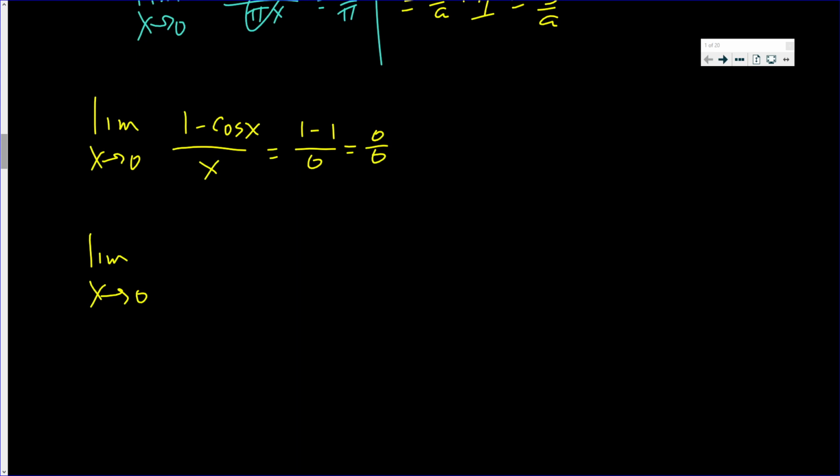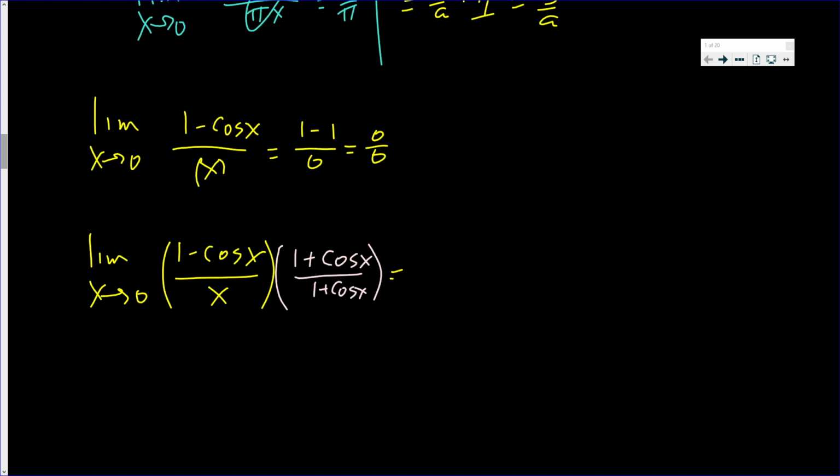is to somehow get a sine x on top of that x. You have to get a sine x on top of it. So what you do is you multiply. You want to change the way the top looks, and anytime you want to change the way something looks, you multiply by 1. And this is how I'm going to choose my 1.